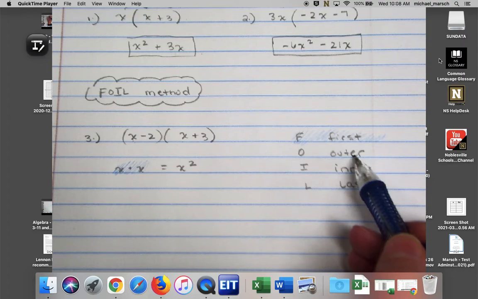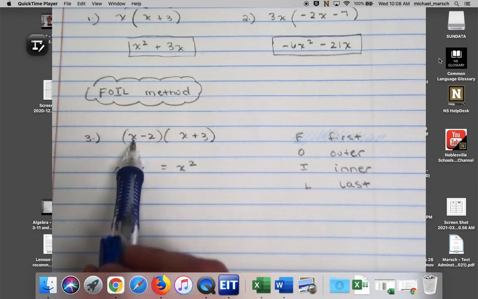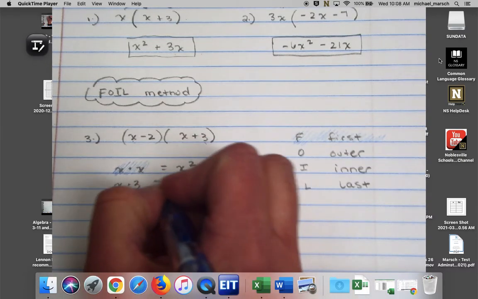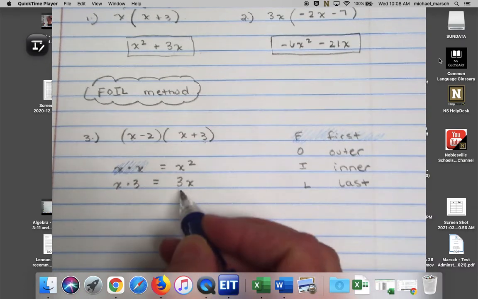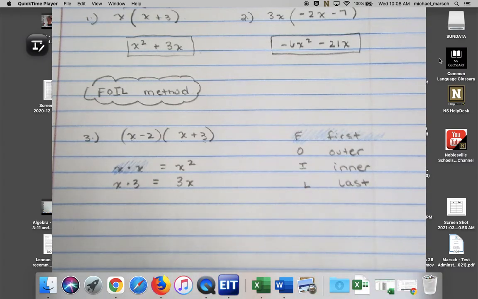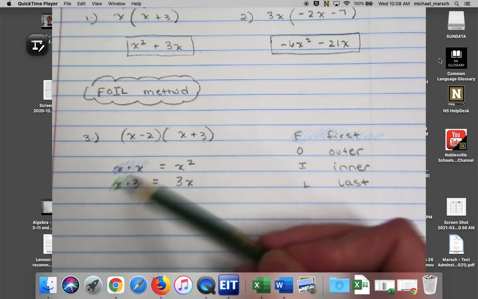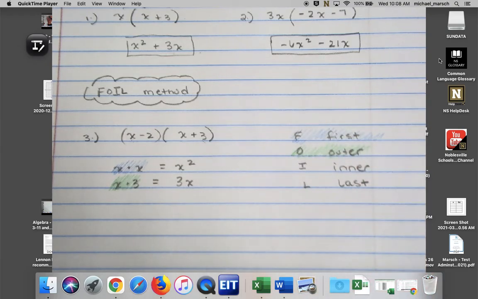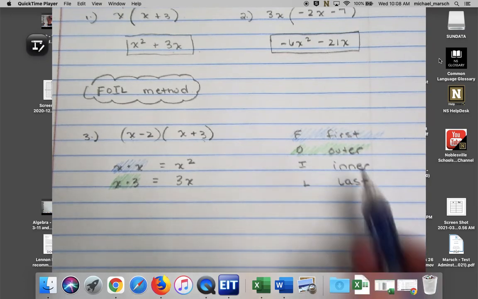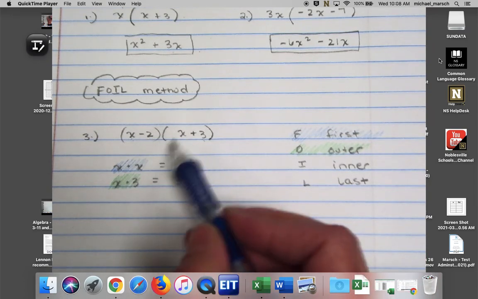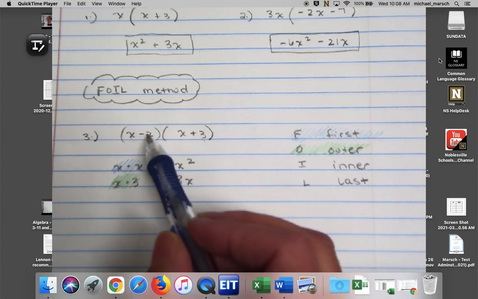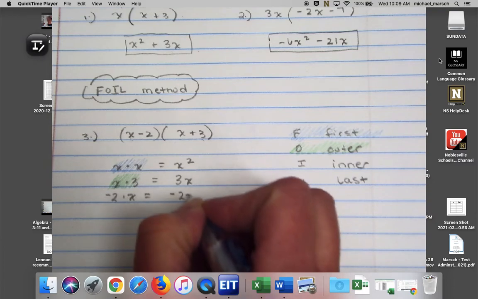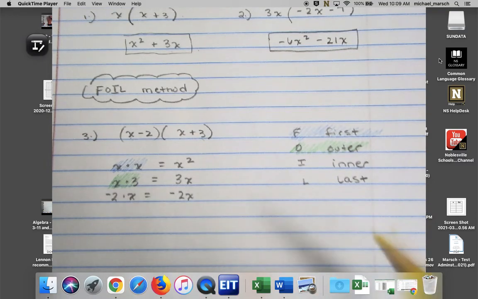Then the outer is the two outer terms. So I'm going to do x times 3, which of course I'm going to rewrite as 3x because the coefficient always goes in front. So those are going to be my green terms because they're the outer terms. And then inner is the two inner terms, so the ones that are on the inside visually. So I've got negative 2 times x, which of course is going to give me negative 2x. I'm going to make those yellow.